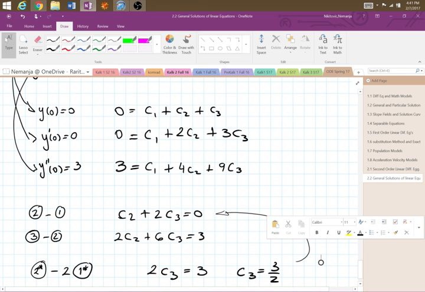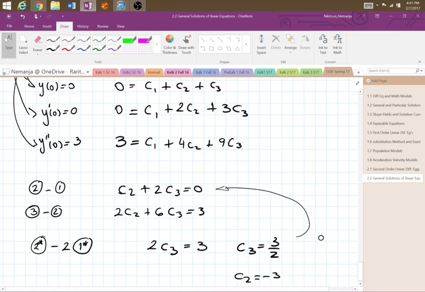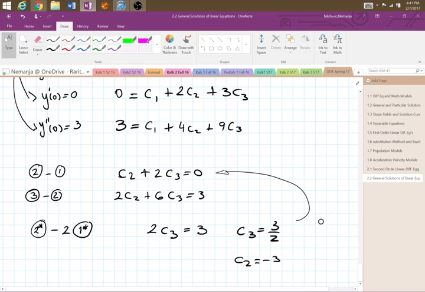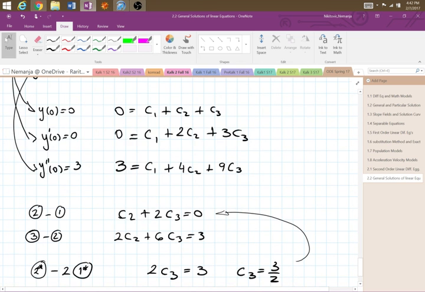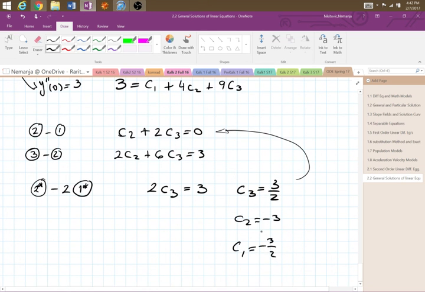And I need to add to 0. So what do I have when I add these two? 3 halves. I get negative 3 halves. Negative 3 halves for C1. No, I give up. So it's positive 3 halves, because 3 halves plus 3 halves is 3, minus 3 is 0.